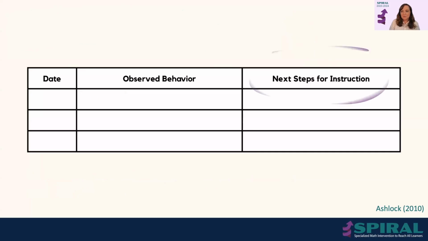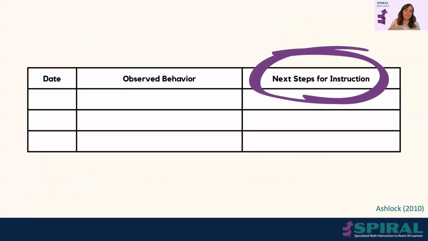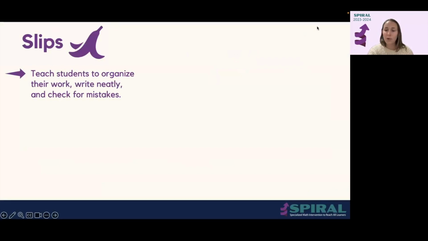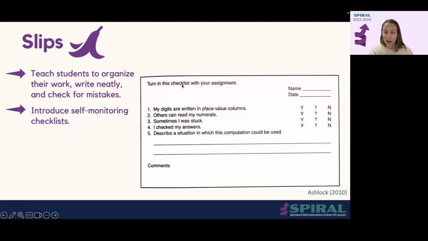Now, you can keep track of all of these diagnostic interviews, and you can put these in some type of spreadsheet like this, but we're really focused in Spiral on those next steps for instruction. So, just to review, we have slips and we have bugs. For slips, we can teach students to organize their work, write neatly, and check for mistakes. We can also introduce self-monitoring checklists.